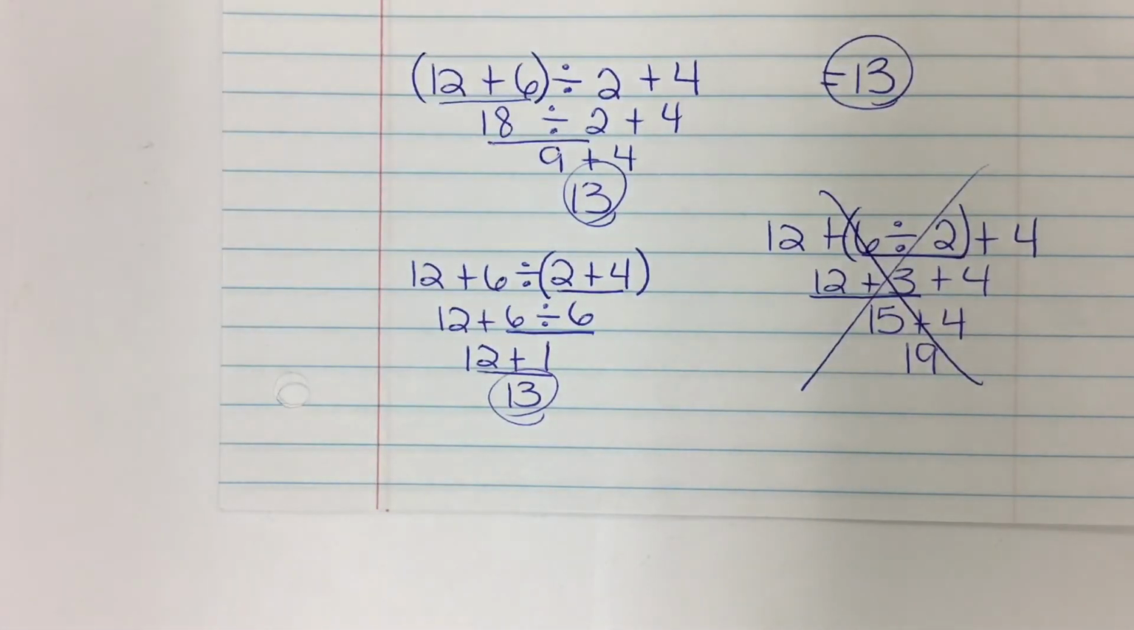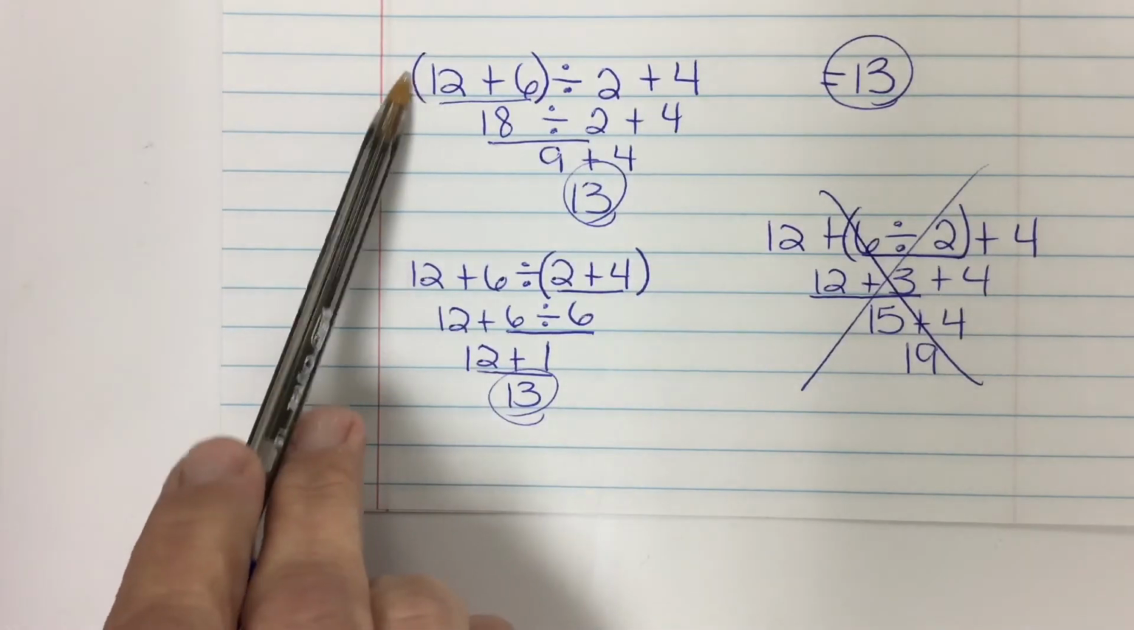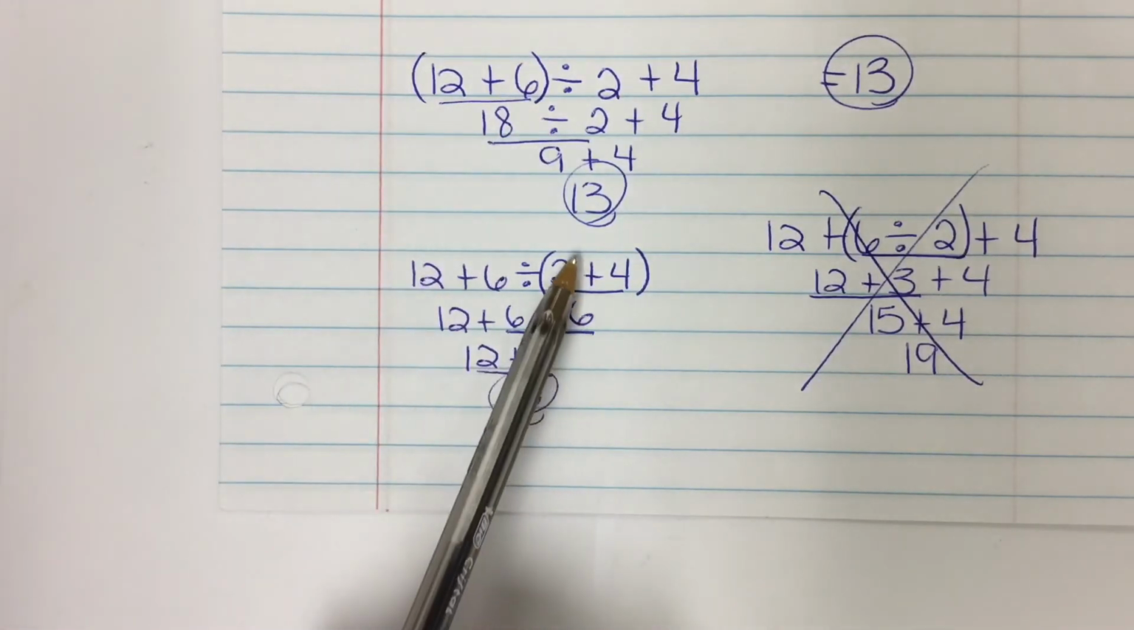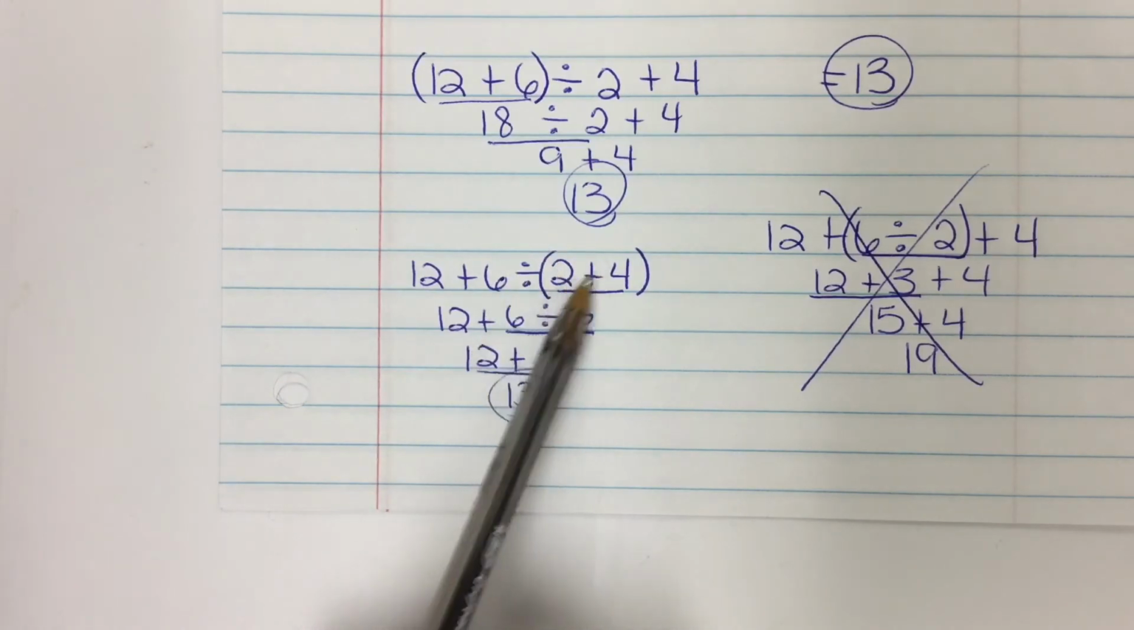So you had two options for this one. You could have put the parentheses around 12 and 6, or 12 plus 6, or you could have put the parentheses around 2 plus 4.